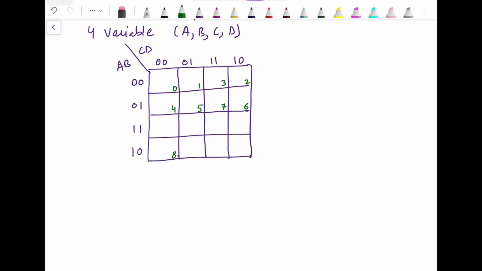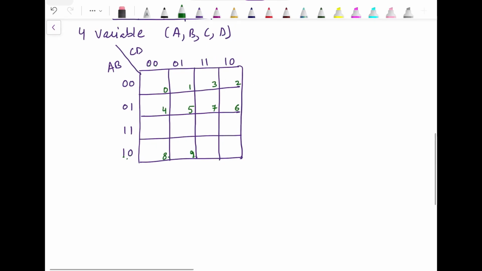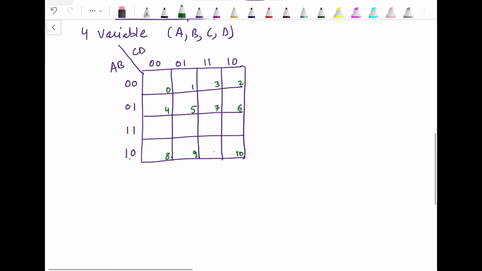Then if you look at this cell over here, this is the 9th, because corresponding to this on this side we have 10 and this is 01. So 1001 is minterm 9. This one is 10 and this is 11, 10 and 11 on this side. Then 12, 13, 14 and 15.